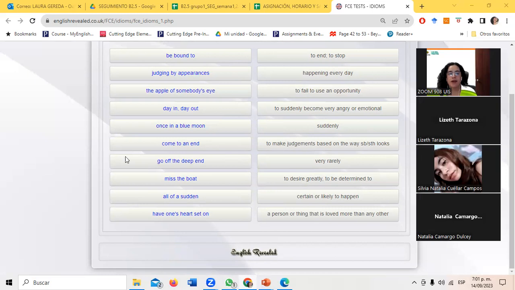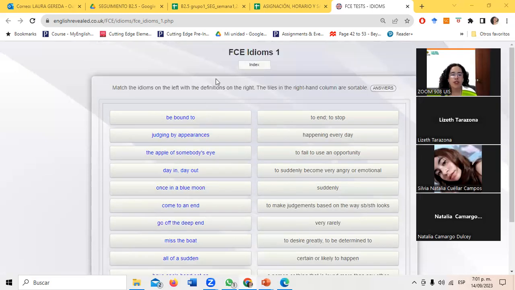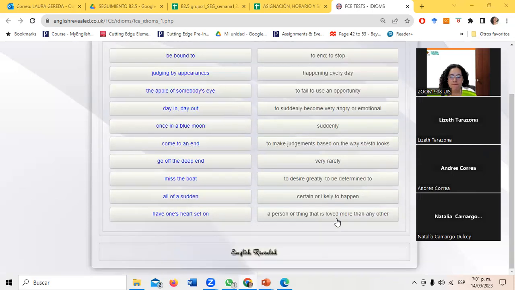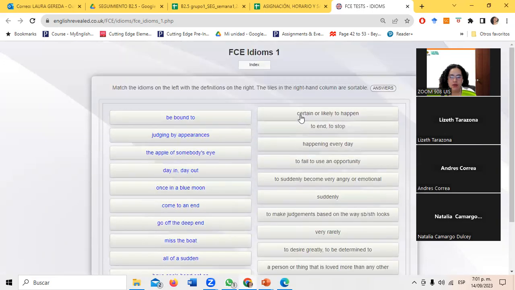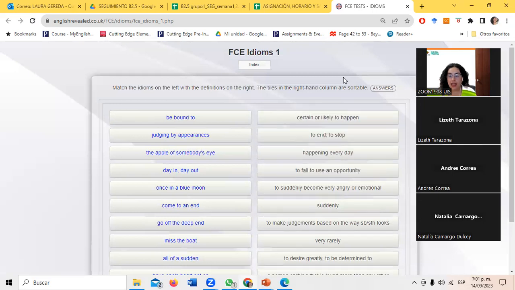All right, let's compare, guys. So the first one, to be bound to. What's the meaning of this? To be bound to. Teacher, certain or likely to happen? Let's see. Yes, I think it is. To be bound to is to be likely to happen.